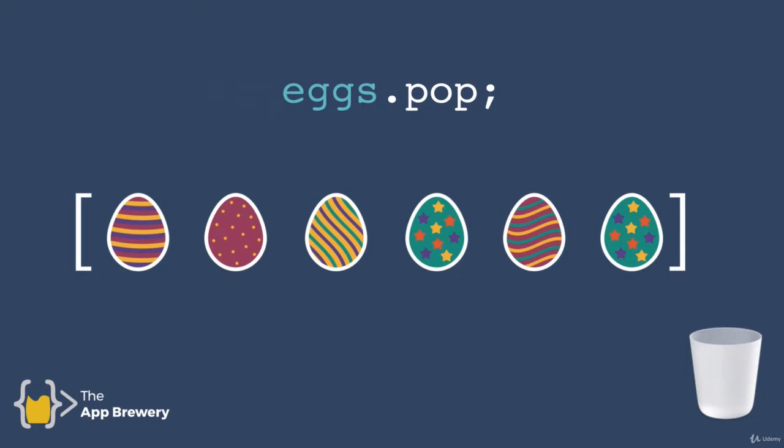And a related function is something called pop. So you can pop items off your array by using the name of the array .pop. So in our case, our array is called eggs. So if we say eggs.pop, then it will take the last item in the array and it will remove it from the array.